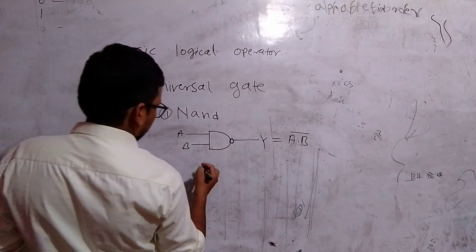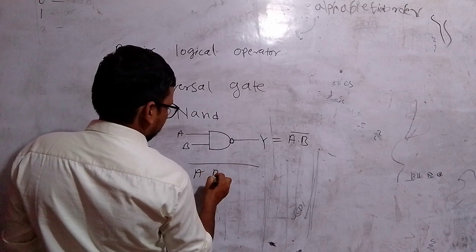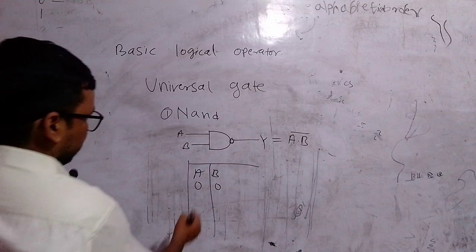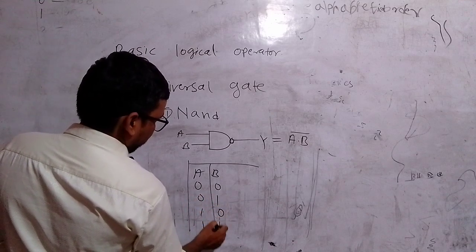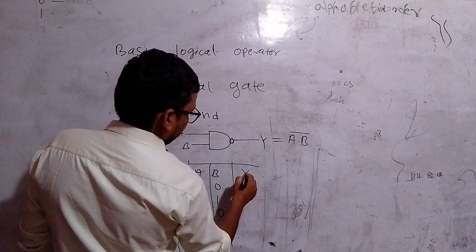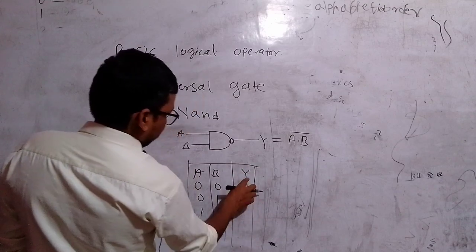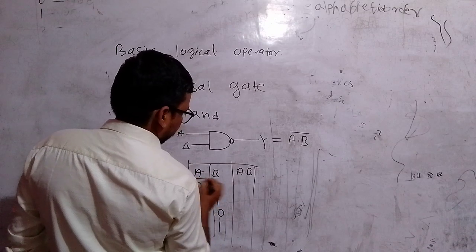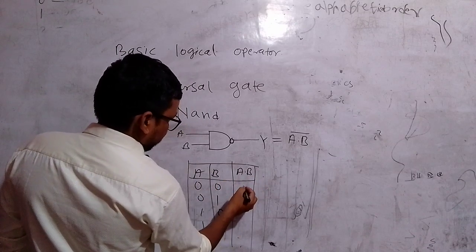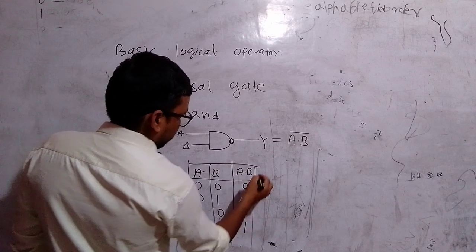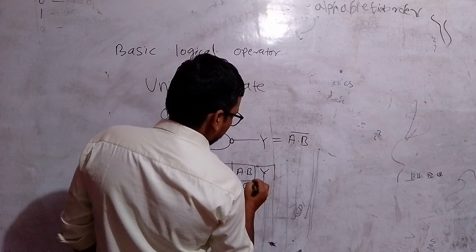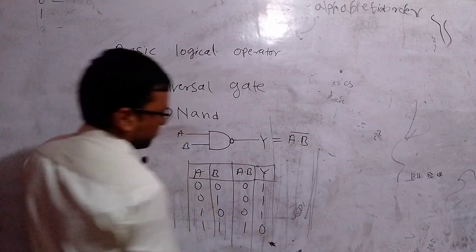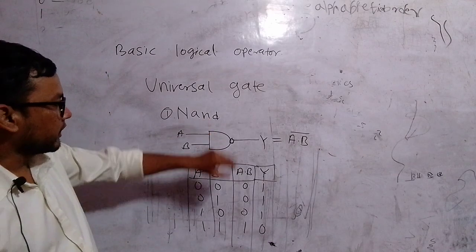What will be the truth table for the NAND gate? A, B for two inputs. The possible inputs are 00, 01, 10 and 11. And for the NAND gate, what will be the output Y? Now let's first write A dot B. Dot means it produces 0 0 0 1. And what would be the output of the NAND gate? This should produce the negative of this: 1 1 1 0. This is called the NAND gate.